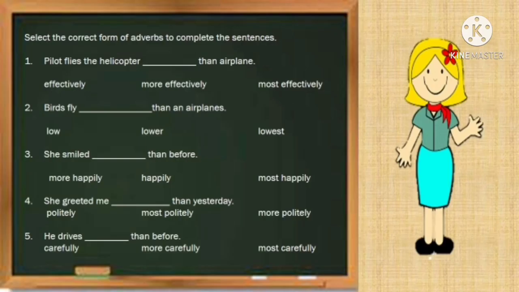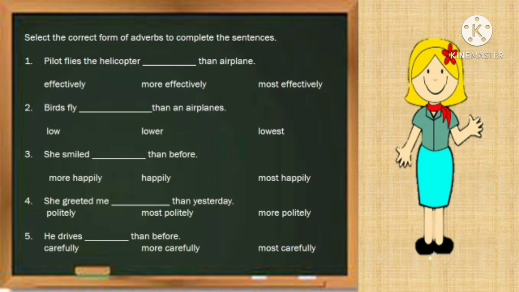Now that we are done discussing the comparative form of adverbs, let's evaluate. Direction: select the correct form of adverbs to complete the sentences. Number 1. The pilot flies the helicopter blank than the airplane. Effectively, more effectively, most effectively. The answer is more effectively. 2. Birds fly blank than airplanes. Low, lower, lowest. The answer is lower. Birds fly lower than airplanes.